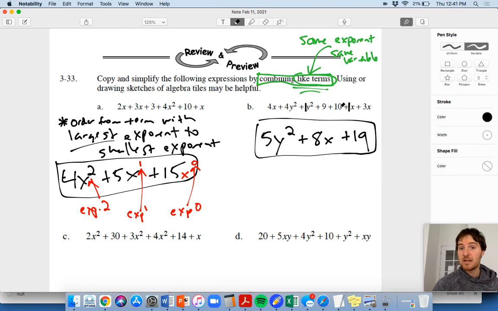I got a 9 here and I got 10 here. Well, that's 9x to the 0th. 10 times x to the 0th. So that's just 9 plus 10, which is 19. This can be done a lot faster.